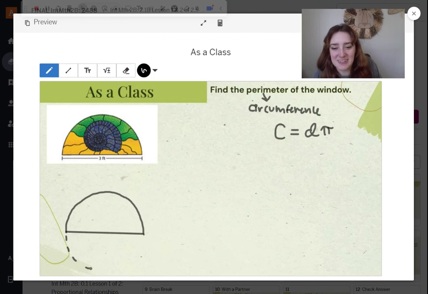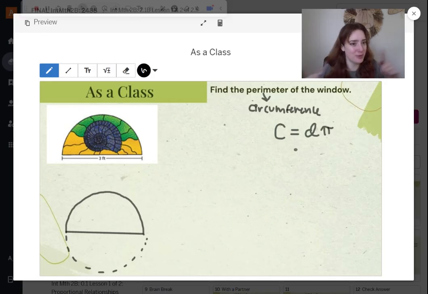Dad joke. Okay, so we're going to be finding with this formula the entire circle, right? But we don't need the full thing. We just need half. We'll circle back to this again. Okay, so let's just find the circumference first, and then we'll work our way to that.